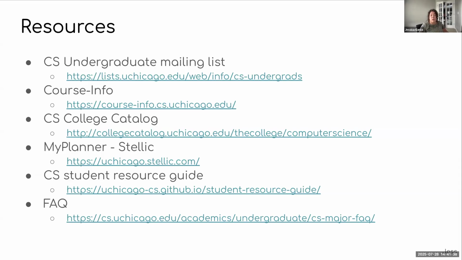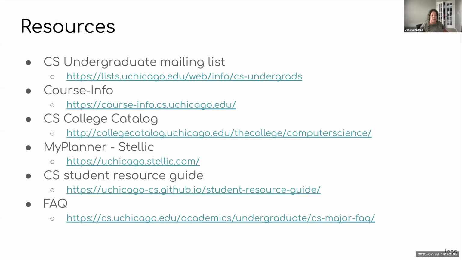The next one, course info, is a departmentally managed course scheduling site. You can see a rough draft of the upcoming academic year, and it's going to have the most up-to-date quarterly information as well, as far as days and times, or if a schedule might change. The college catalog has obviously a ton of information. If you have more questions after the college catalog, feel free to reach out to one of the advisors. My planner, you can fiddle around with an unofficial plan.